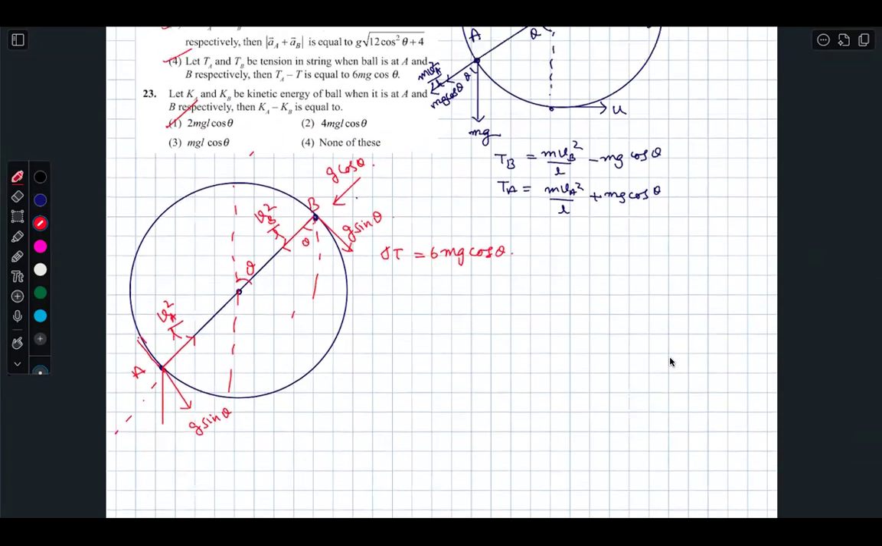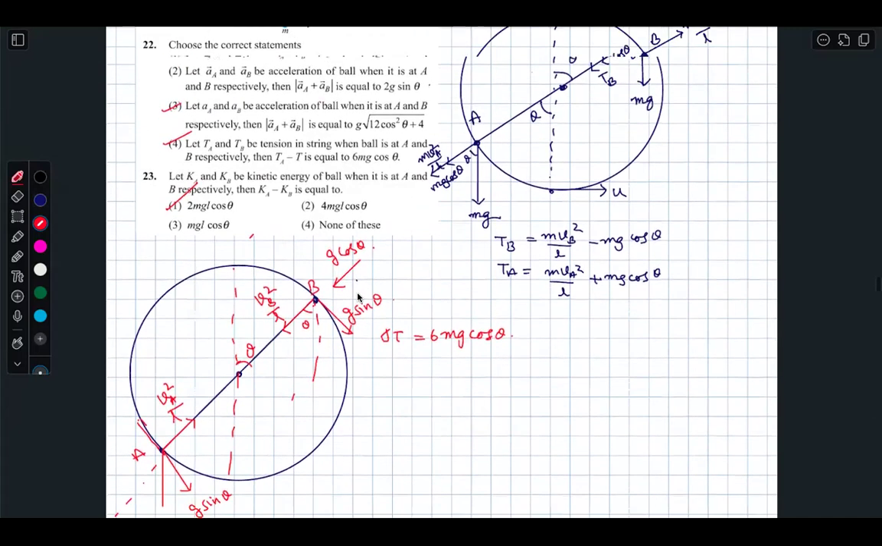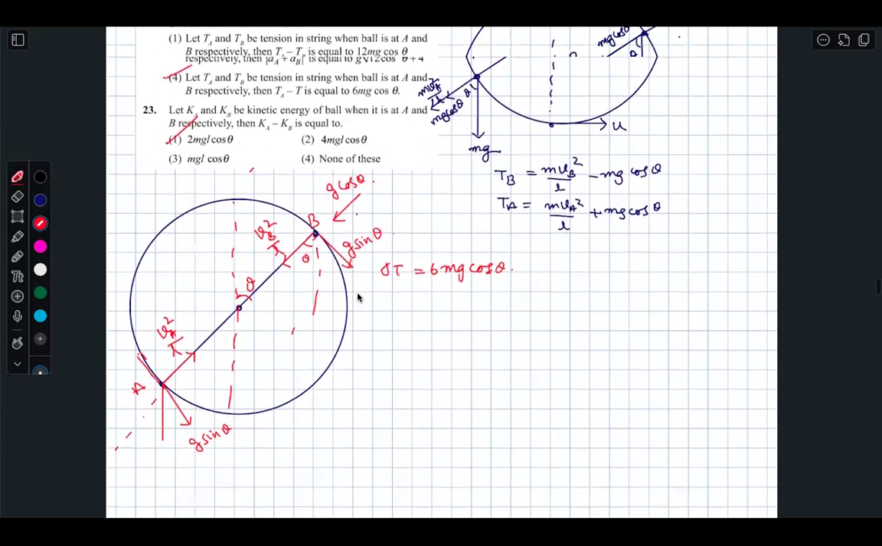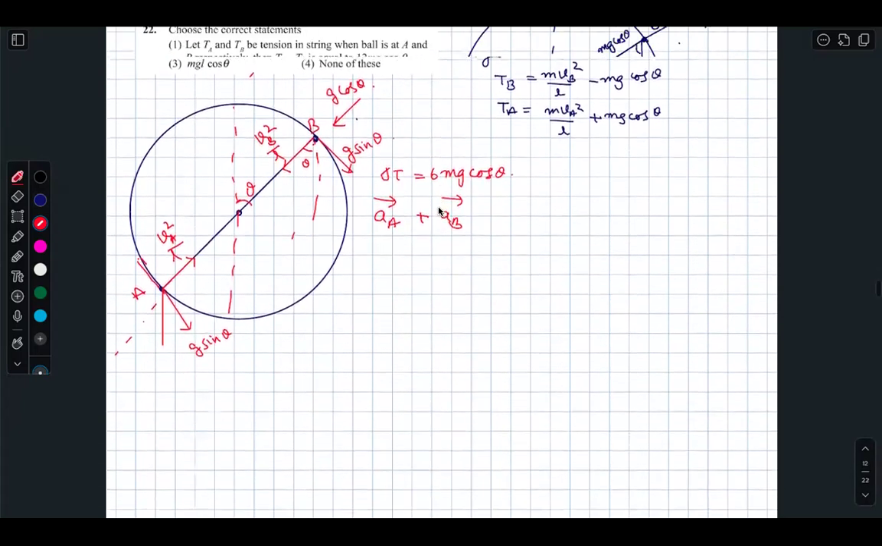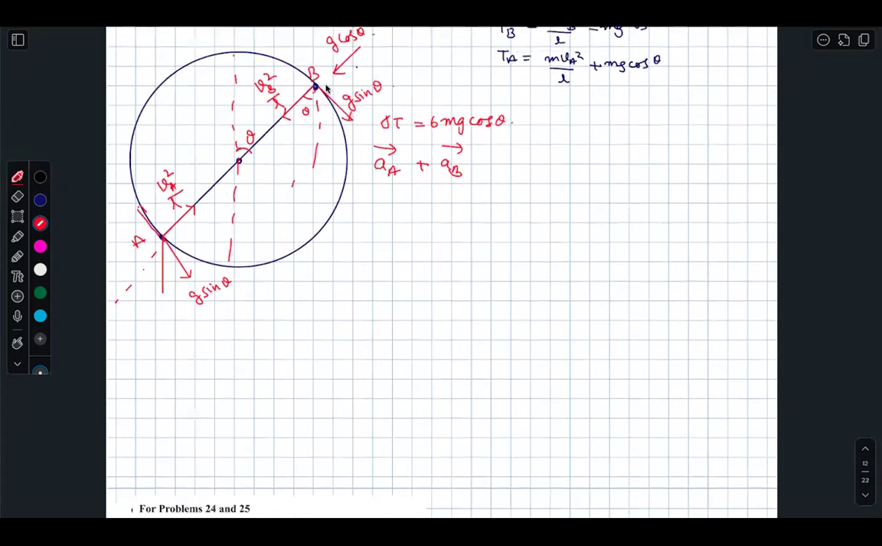Now in this particular question, in the relative acceleration term, these two will get cancelled because they are in the same direction. What you are asking is the magnitude of acceleration of A plus acceleration of B, right? What is acceleration of A in this case?